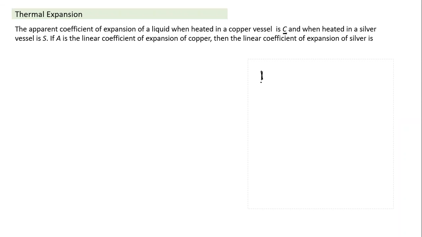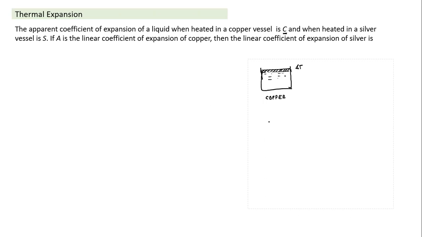There's a copper vessel here, and some liquid is placed in it. We raise the temperature, and when we raise the temperature, we measure the apparent volumetric expansion. What is apparent volumetric expansion? The apparent volume change delta V will be equal to delta H into the cross section of the original container. So this is C, and when it is heated in a silver vessel, it is S.